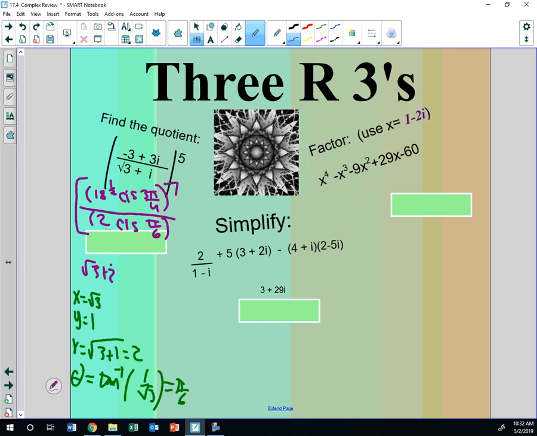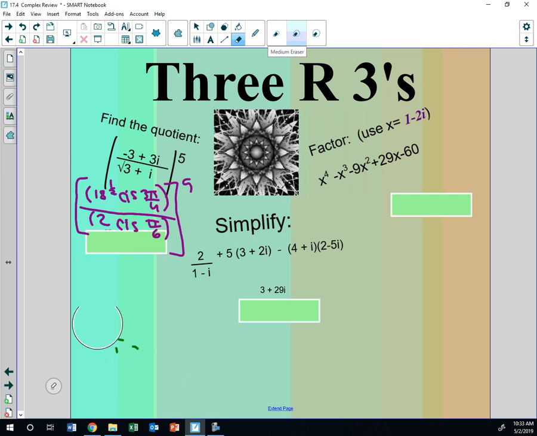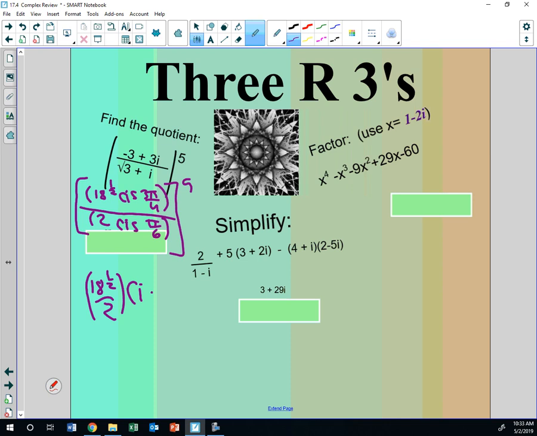And all of this is going to be to the 5th. How are we doing so far? Got that part okay? So now all we have to do, and you can do this a number of different ways: you could take all of these to the 5th first and then divide, or you can divide first and then take the 5th. It makes no difference. This is going to be 18 to the 1/2 over 2, and then this is going to be cis 3 pi over 4 and pi over 6.